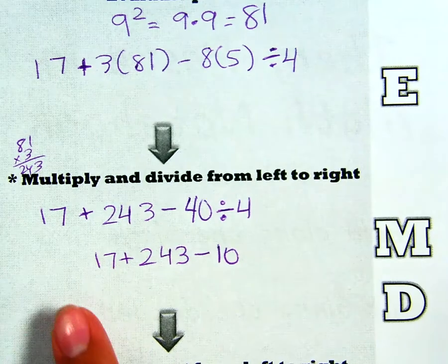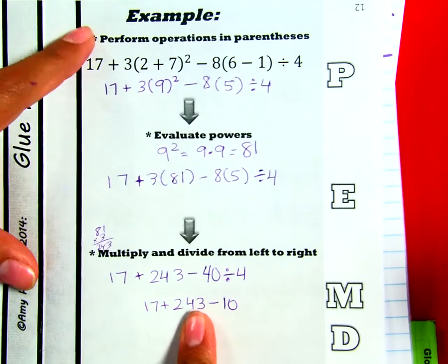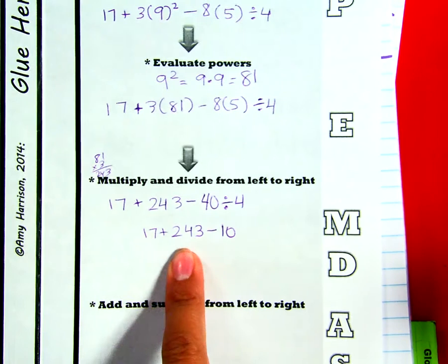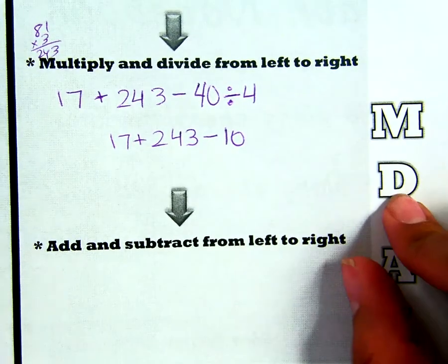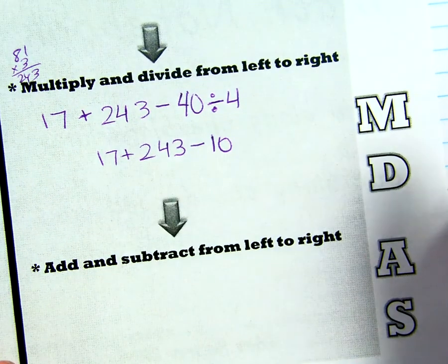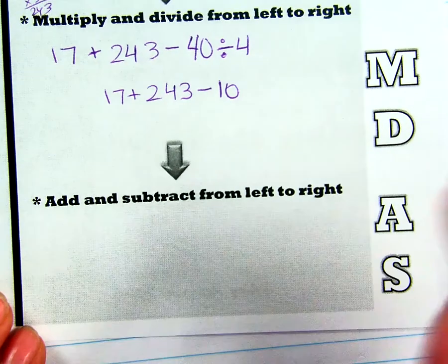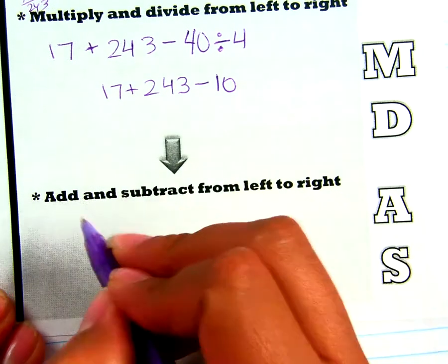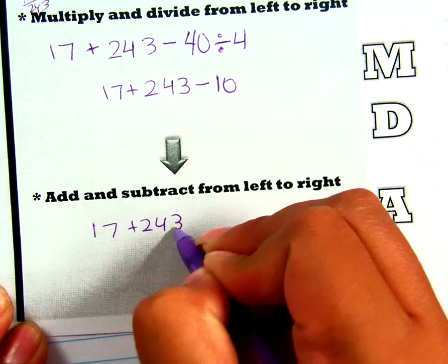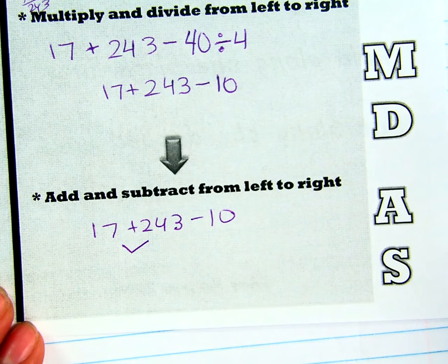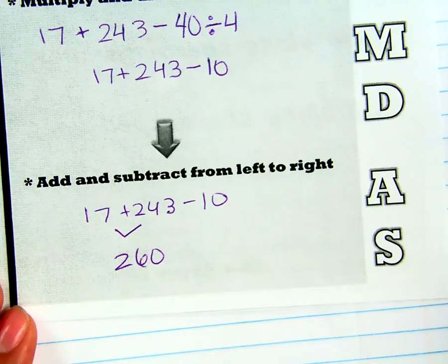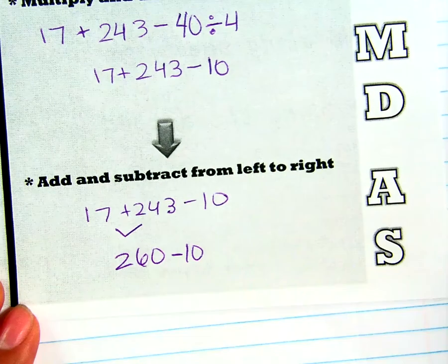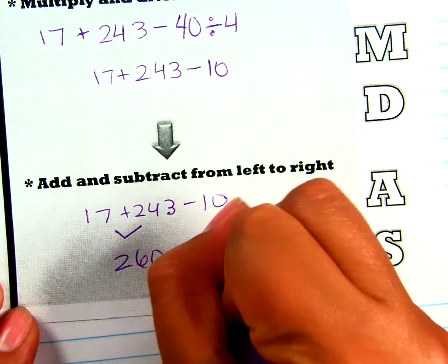Right, so you can see how far we've gone, right? We went from that really long expression to a much smaller one. So do we have any more multiplying or dividing? No, so now we can do what? Add and subtract, right? From left to right. So first we have 17 plus 243. So it's 17 plus 243. 260. 260, yep, good job. So it's 260 minus 10, and then what's the answer to that? 250, good.